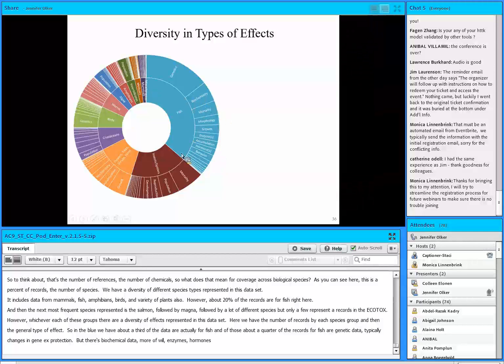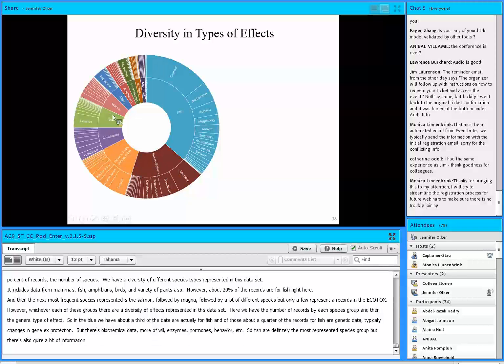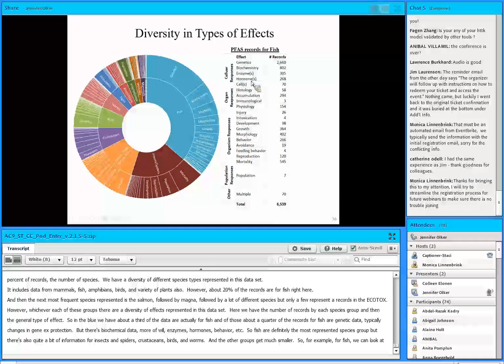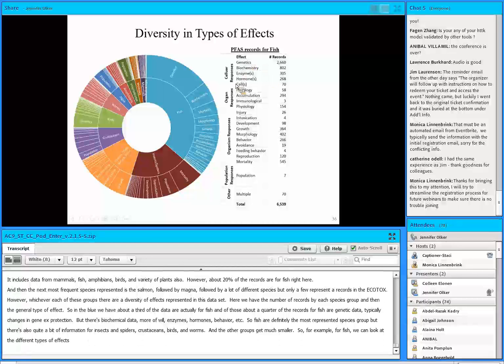So fish are definitely the most represented species group, but there's also quite a bit of information for insects and spiders, as well as crustaceans, birds, and worms. These other groups get much smaller. So for the example for fish, we can look at the different types of effects, and we've got cellular responses really happening within the effect groups for genetics, biochemistry, enzymes, hormones, and cells. Quite a few records there.